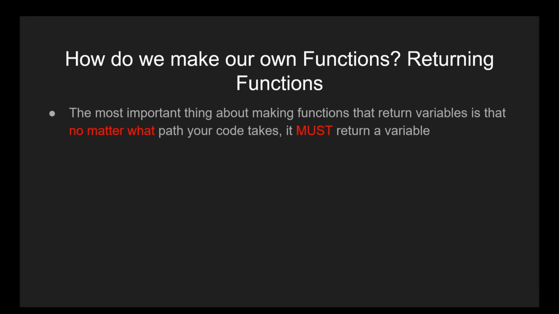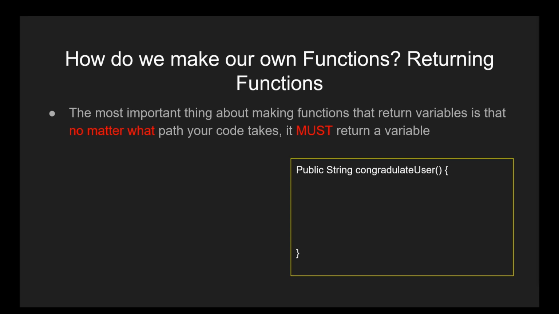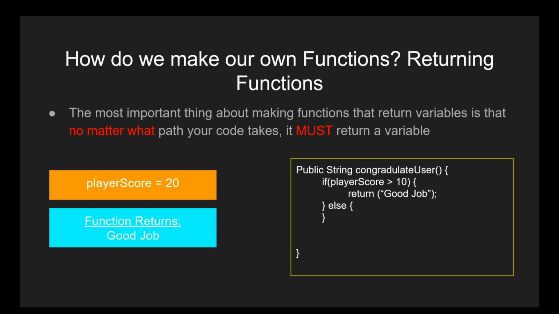The most important thing to remember about making functions that return variables is that no matter what path your code takes, it must return a variable, no matter what. What does this mean? Well, let's say you had some string function in a game, and inside of it there was an if statement where the player score was above 10. You returned a congratulatory message.